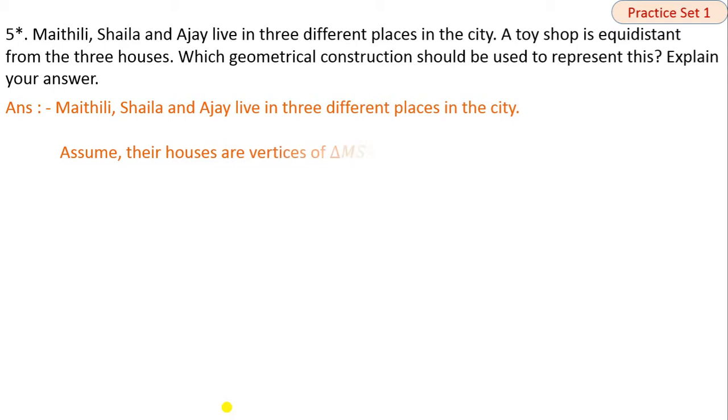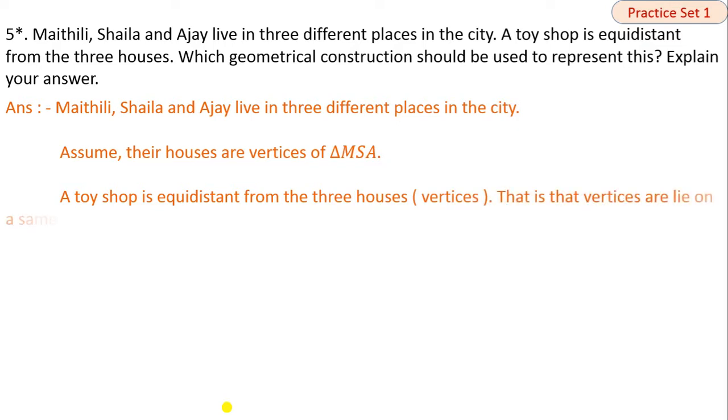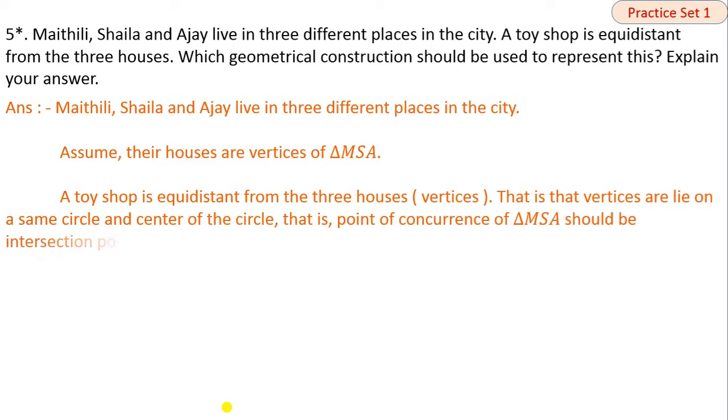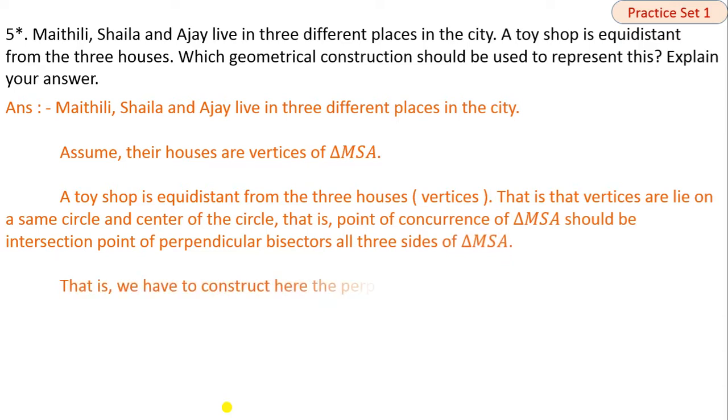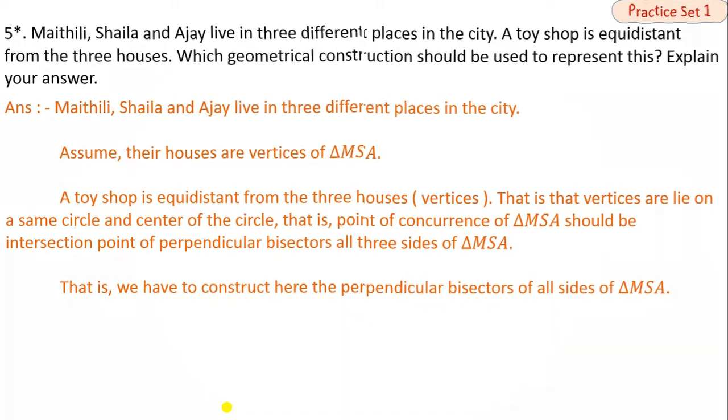Assume their houses are the vertices of triangle MSA. A toy shop is equidistant from the three houses, that is, the vertices of the triangle. That is, the vertices lie on the same circle, and the center of the circle, that is the point of concurrence of triangle MSA, should be the intersection point of the perpendicular bisectors of all three sides of triangle MSA. That is, we have to construct here the perpendicular bisectors of all sides of triangle MSA.